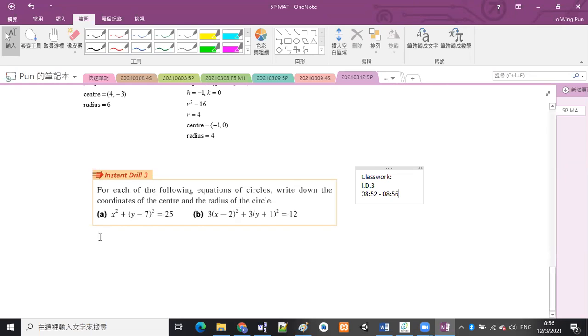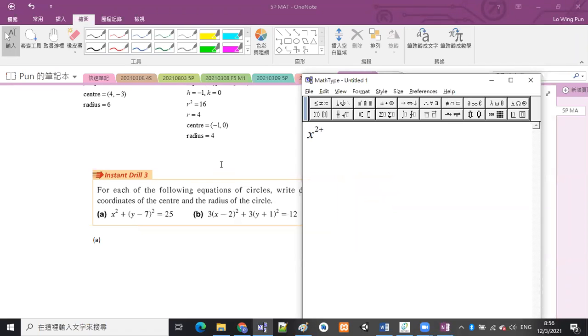Okay, let's check the answers. So part A, we have x squared plus (y minus 7) squared is equal to 25. Okay, there is no bracket for the x part, so it is actually written as (x minus 0) squared, and then plus y, and then it is minus already, so no need to change. And there is no number multiplying the squared term, so it is actually 1 times. Okay, it is 1 times. And the right-hand side is still 25. Okay, so it is exactly in a good format.